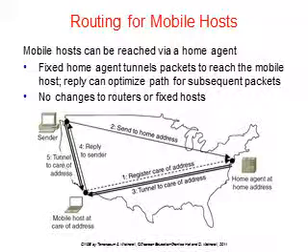Routing for mobile hosts. Mobile hosts can be reached via a home agent. Fixed home agents tunnel packets to reach the mobile host, and they can reply to optimize the path. There are no changes to the routers or the fixed host. The trade-off being made here is that the routing system that computes the spanning trees is not being changed at all, but routes to reach a mobile host can be circuitous if the mobile is far from home.